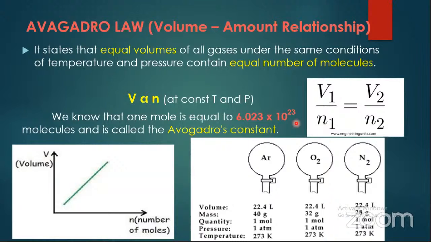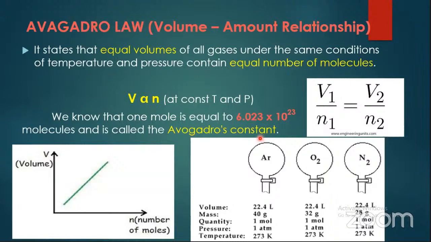So what is the relationship here? 1 mole is equal to how many molecules? 1 mole is equal to 6.023 into 10 power 23 molecules. This constant is called Avogadro's constant. Remember, students, this is very much necessary for all your calculations. Many competitive questions will require this.